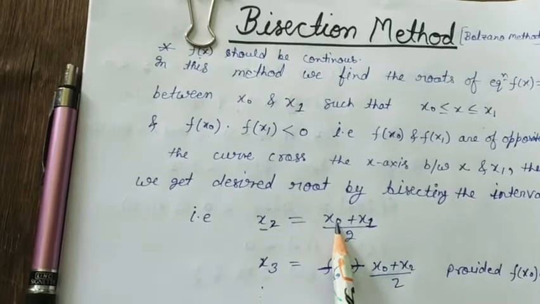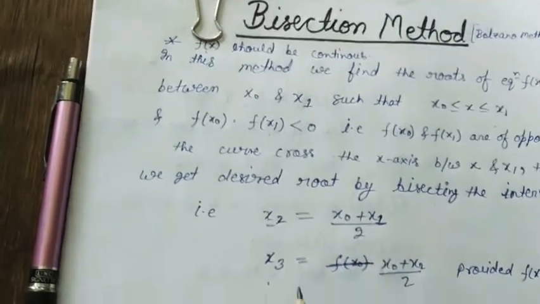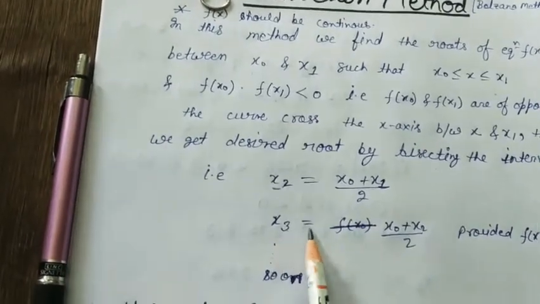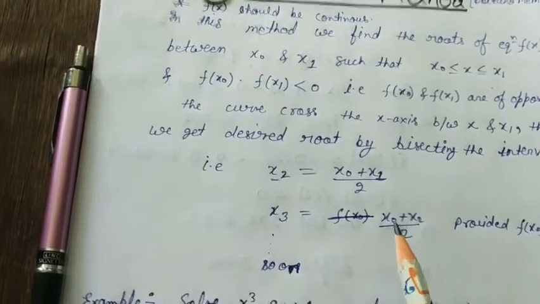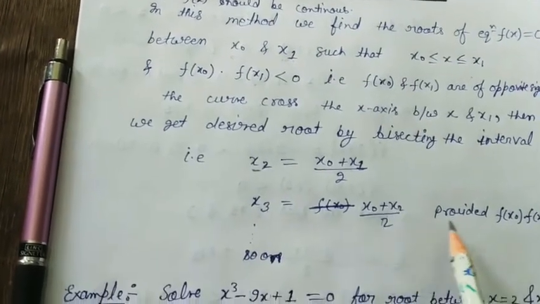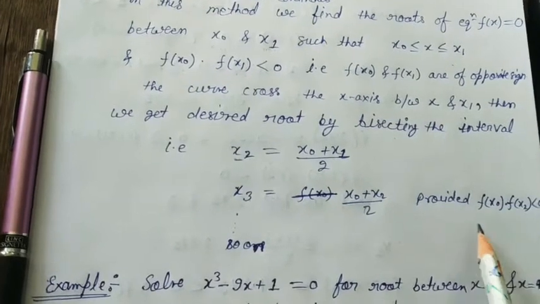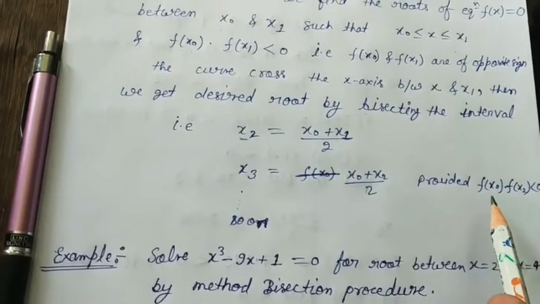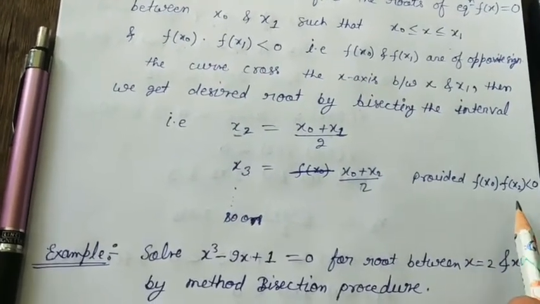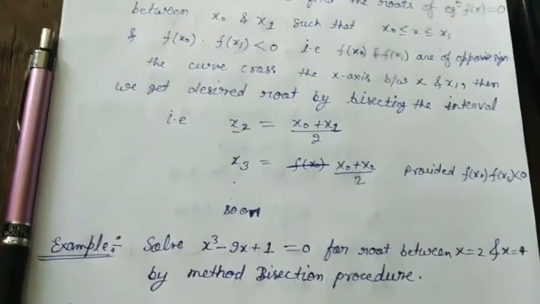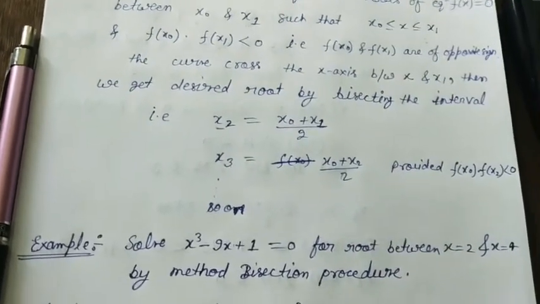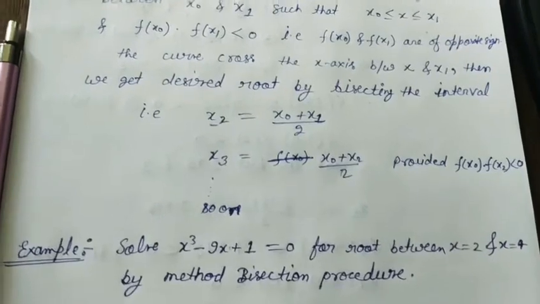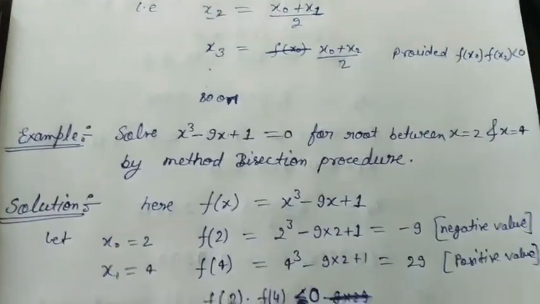So we bisect x0 and x1 by 2, and similarly x3 is equal to (x0 + x2)/2, and the product f(x0) and f(x2) should be less than 0. The product of f(x0) and f(x2) should be less than 0, and we will keep on doing this and we will get the approximate root. Now we will understand with an example.